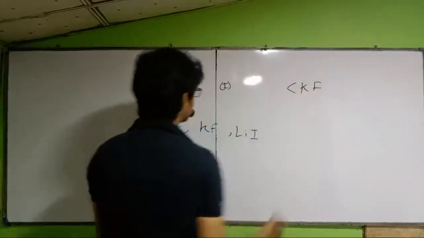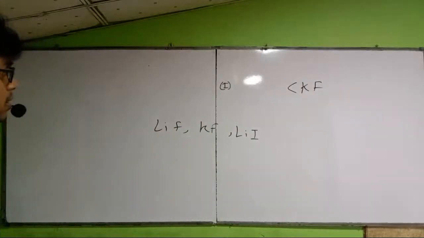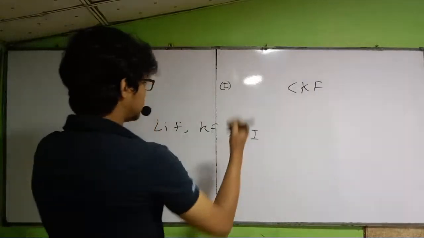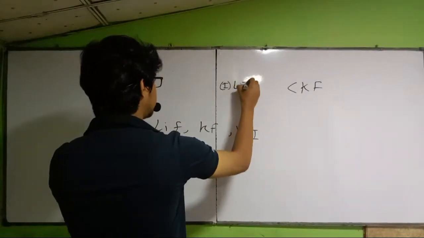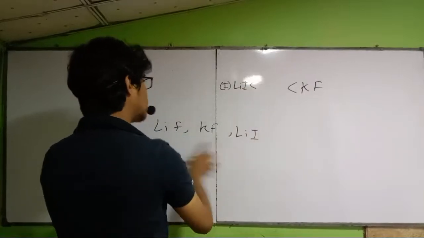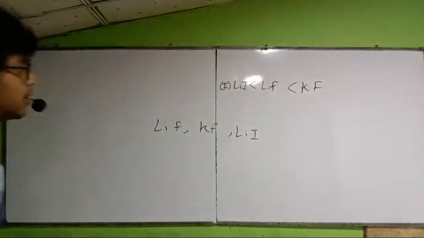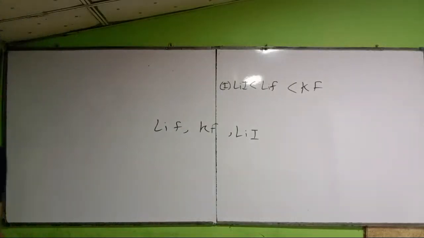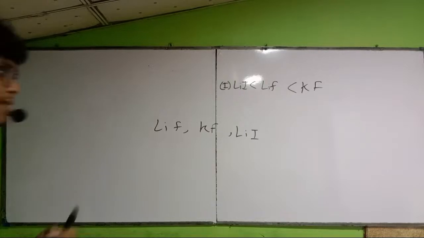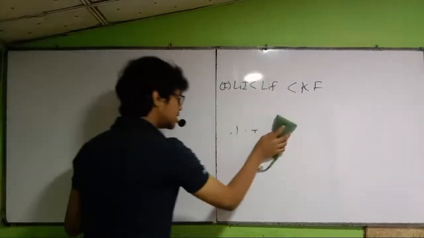So it has the highest melting point. Then you have lithium iodide, which is most covalent. Then in the middle, you have lithium fluoride. Then the second one, stability. People, in this stability, make a variation.